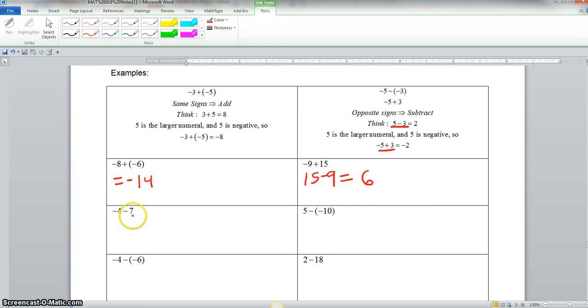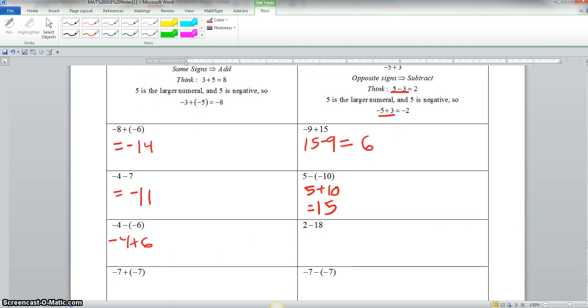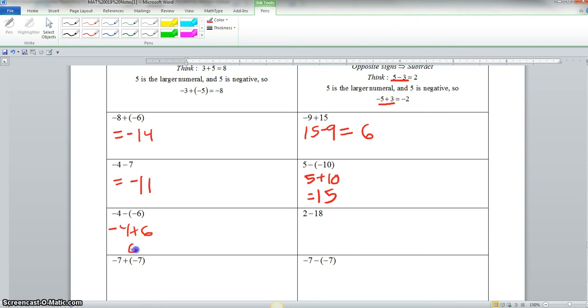Now, -4 minus 7. Both of these have the same sign, so you just add them together. It'll be -11. Now, 5 minus a -10. We know minus a negative in parentheses will give us a positive. So it'd be 5 plus 10, which we know is 15. Now we have negative 4 minus a negative 6. That's the same as saying negative 4 plus 6. Now again, we think of this, since they have different signs, we would think in our head as 6 minus 4, which gives us 2.